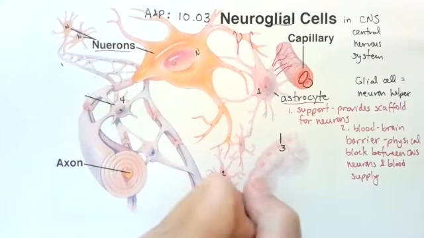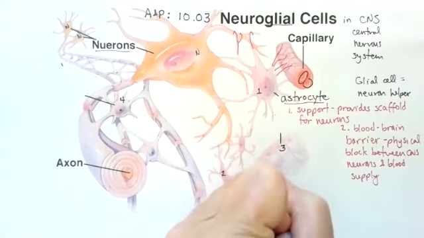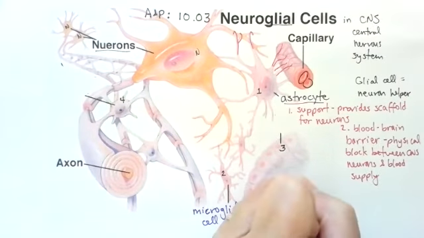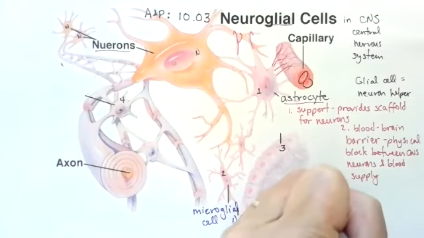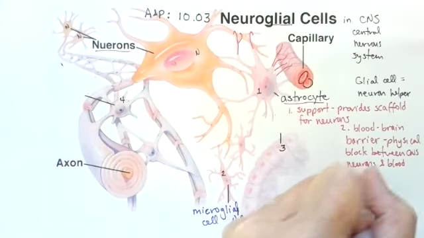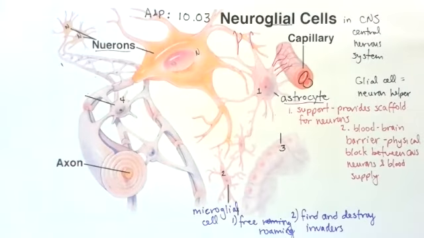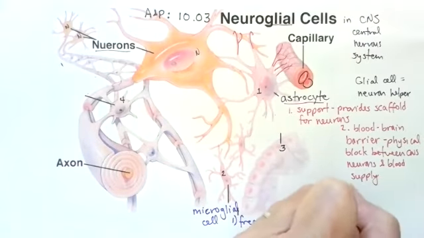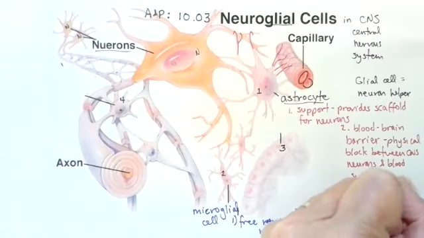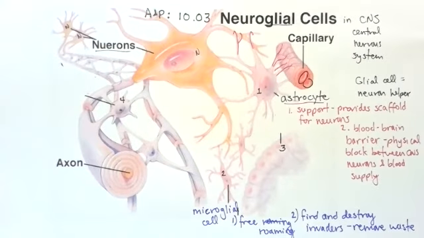Their job, their function is to find and destroy invaders and/or to remove waste. So they have an immune function. If something does happen to get through that blood-brain barrier, or you have a virus that's so small it can slip right past, these microglial cells will find and destroy anything in the brain that doesn't belong there.